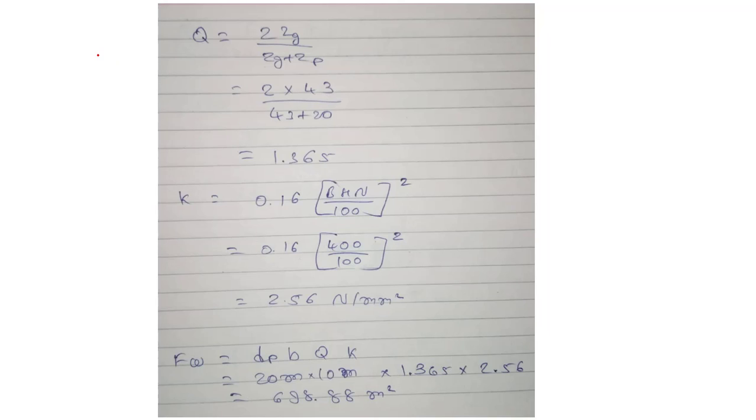Now q, the ratio factor, we already know that 2 into zg upon zg plus zp. We have values of zg and zp, put these values, and by solving this equation we can find the q is equal to 1.365.